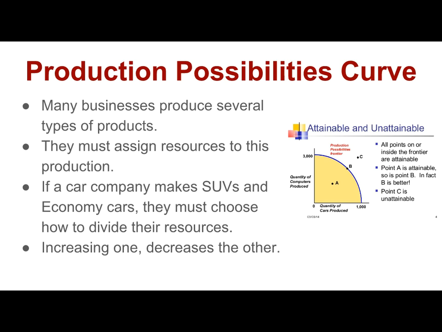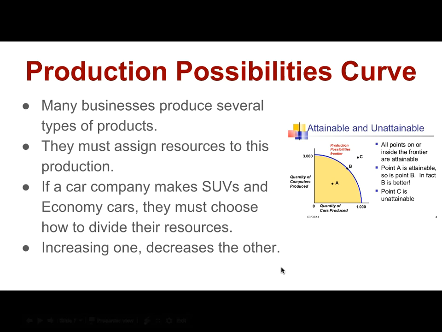For example, if a car company makes two different cars, SUVs and economy cars, so those big honking things that can plow through 3 feet of snow, or the economy cars that get 40 miles a gallon, well, they have to decide how they're going to divide their resources. How are they going to divide their workforce and their factories and their money? Are they going to make a whole bunch of SUVs and a few economy cars? A whole bunch of economy cars and a few SUVs? Or somewhere in the middle.